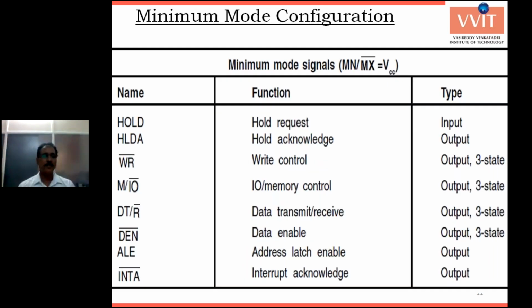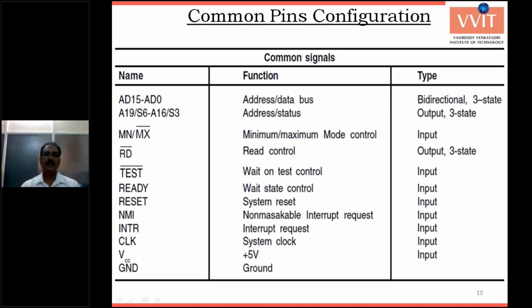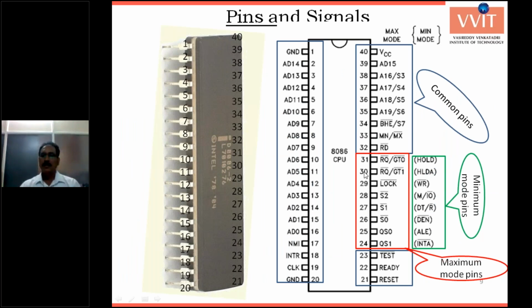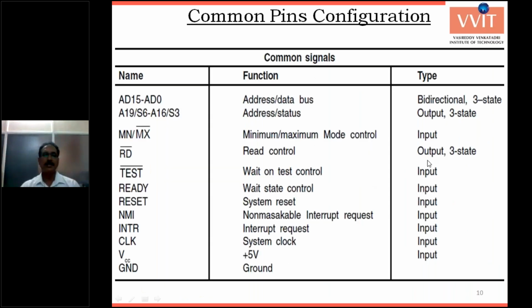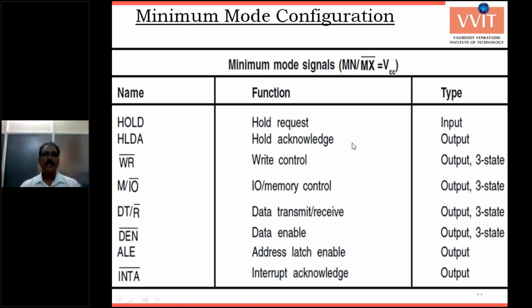Next, in minimum mode, pin numbers 24 to 31 are the bifurcation. Pin numbers 30 and 31 of the pin diagram are indicated as HOLD and HOLD acknowledge. These two are the DMA request signals from the 8237 or 8257.